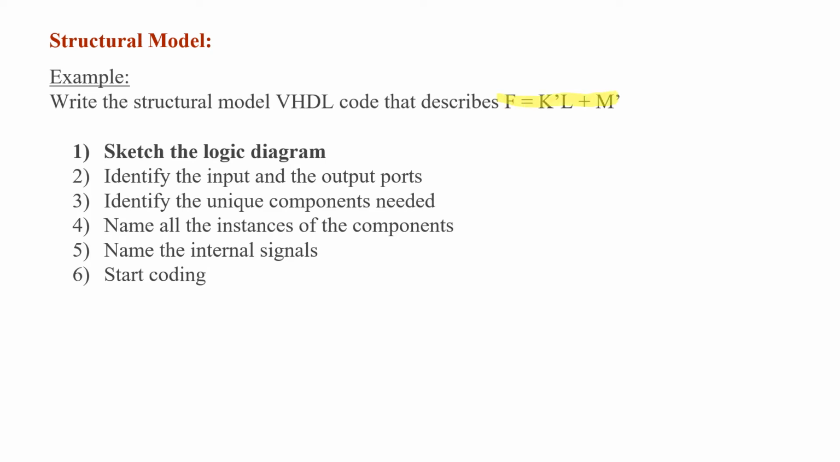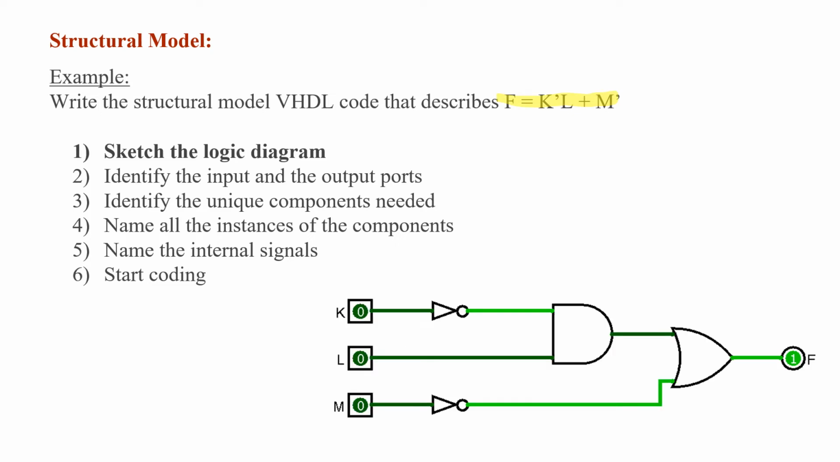We're given an expression that is f is equal to not k and l or not m, and we want to implement it using structural modeling. We'll start by first sketching the logic diagram. I use Logisim to do that. This will help me figure out what input ports and what output ports are required, which will be needed for the second step. So this is the logic diagram, that's step 1.